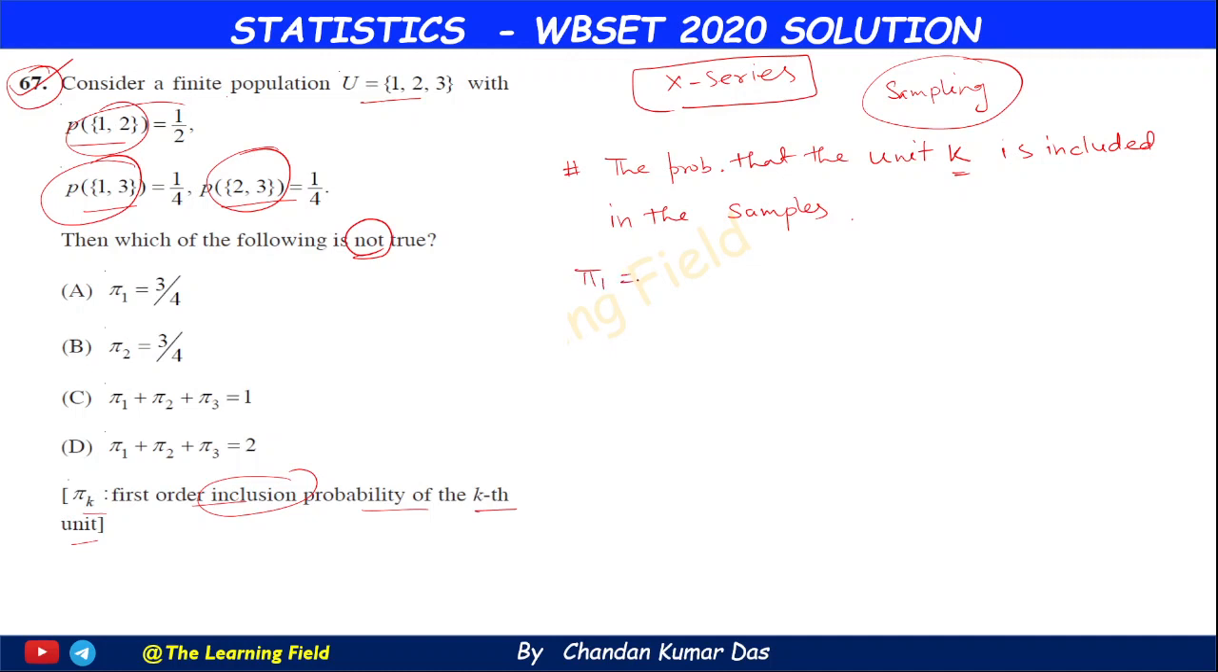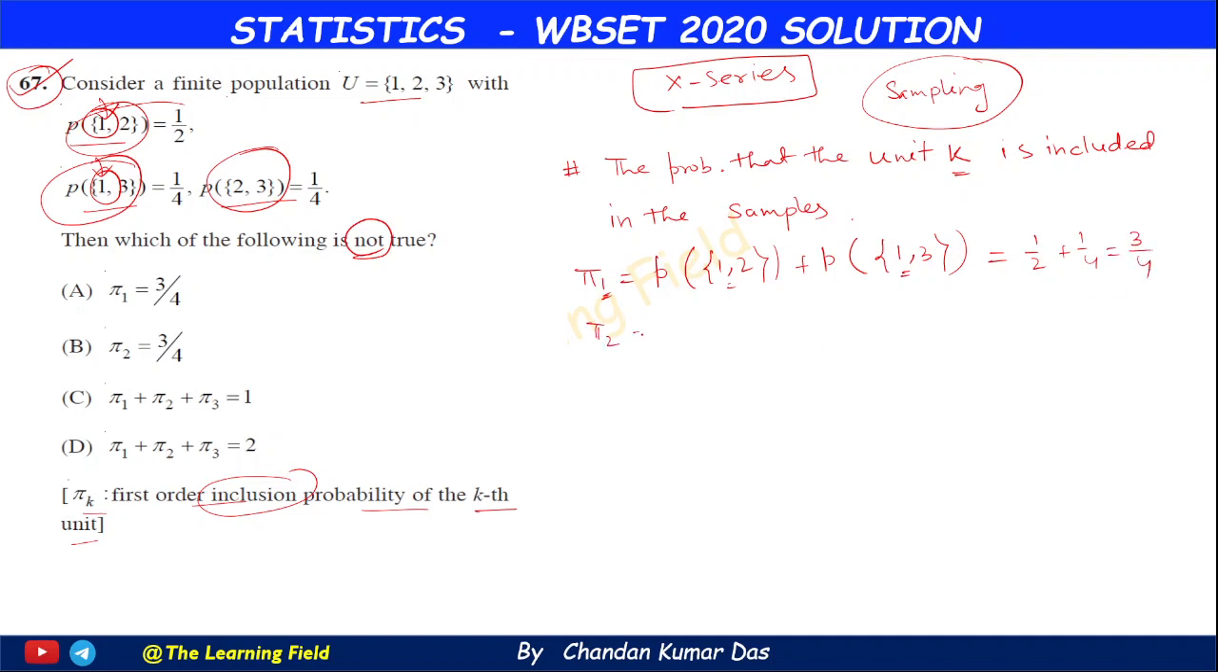So pi 1 is equal to what? Unit 1 is included in the first and second samples, therefore we take the sum of these two probabilities: probability of (1,2) plus probability of (1,3), since unit 1 is included in these two samples. So this is equal to 1 by 2 plus 1 by 4, which is equal to 3 by 4.